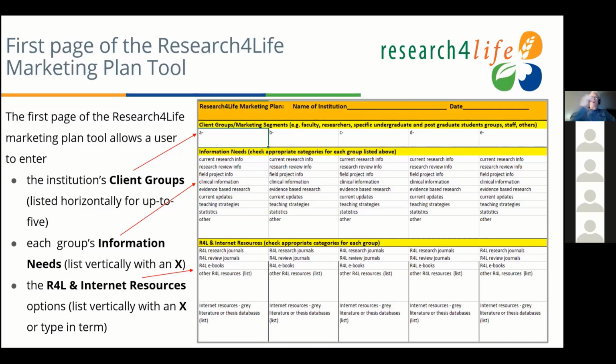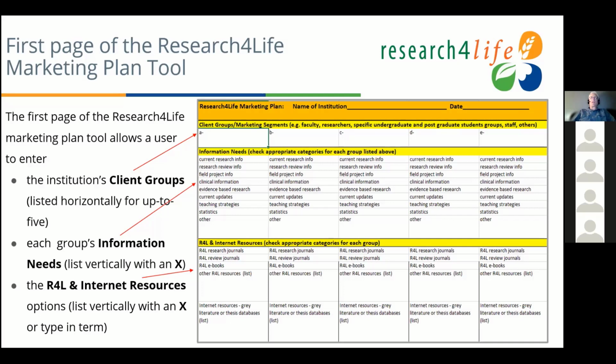So I created this quite a few years ago now. Where it says A, B, C, D, and E is where you plug in your groups. And there are a couple examples there. Faculty, researchers, undergraduates, postgraduates, staff, others. And then this is what Fred created in the drop-down menus. Then there are the information needs for each. So we start horizontally. We list our groups, A, B, C, D, and E. And then we work vertically.